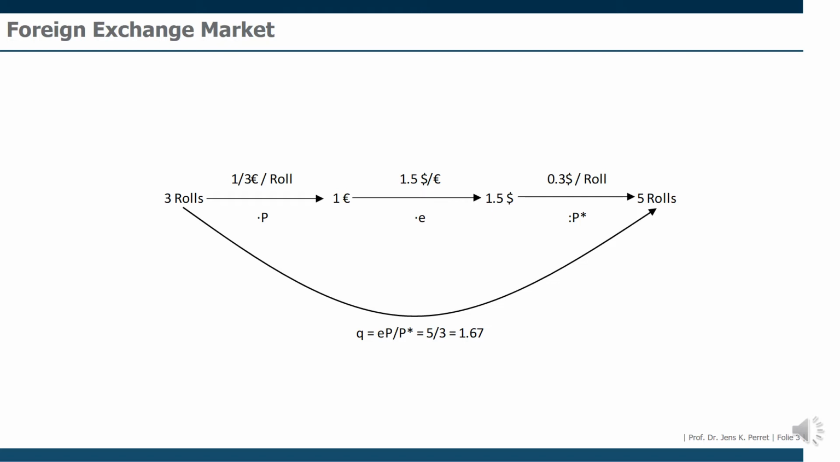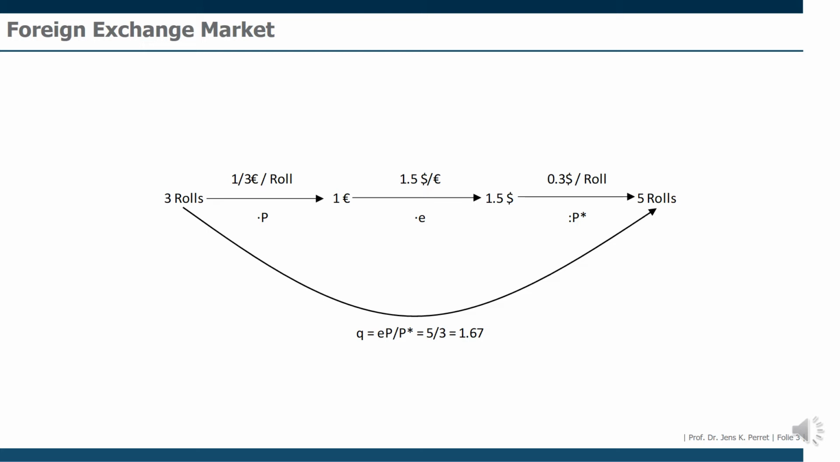Then I have to pay the price per roll. Assume the price per roll is 1/3 of a euro. So the price for 3 rolls is actually 1 euro. What I'm doing here is I take the quantity, 3 rolls, and I multiply this by the domestic price level P, which is 1/3 of a euro per roll, giving me 1 euro. If I want to know how much the 1 euro is worth in US dollars, I'm going to multiply this with the nominal exchange rate, which here I assume to be $1.5 per euro, meaning I will get $1.5.